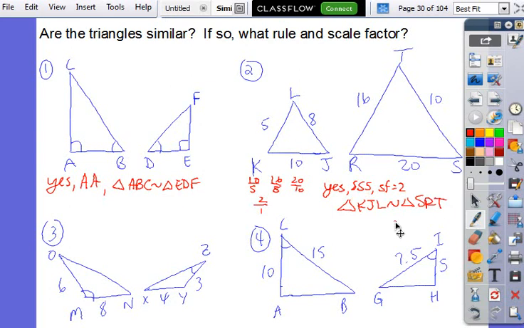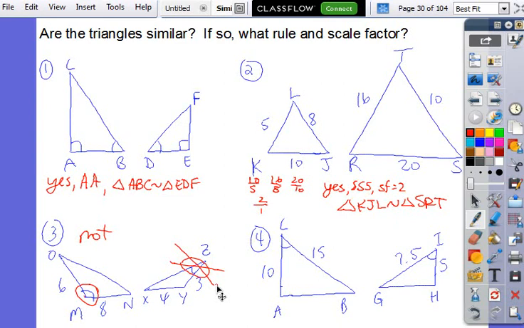Number 3. It is not going to work. Why is it not going to work? Because the angle is, this angle is okay, that one's good, but that one messes it up. It's not in between the two sides. So when you say no, you are done there. Do not put a scale factor. Do not do a similarity statement. Do not write anything else. If it's a no, everything's a no.